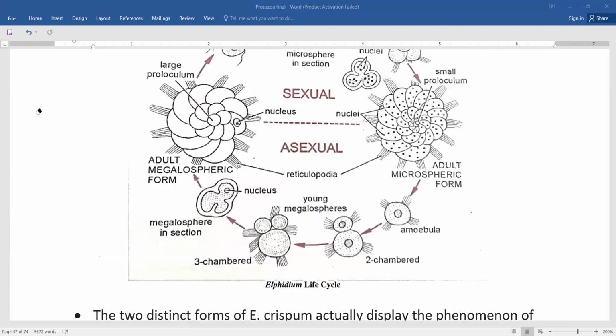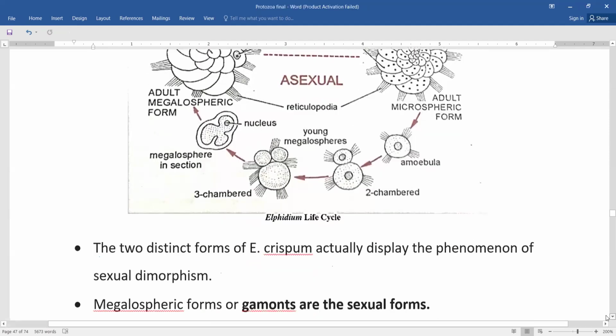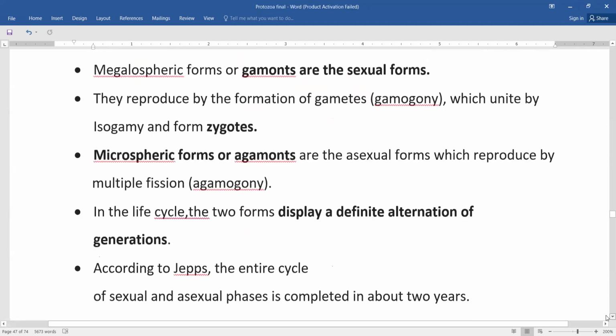Okay, so this is about Elphidium crispum.